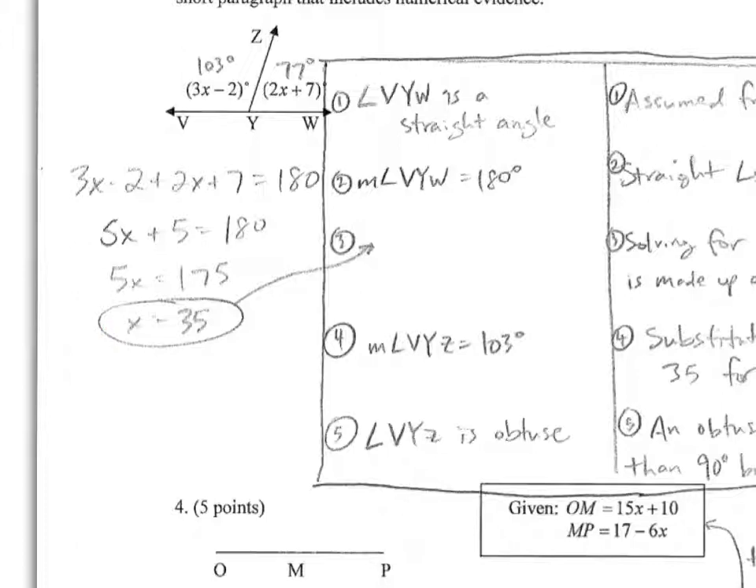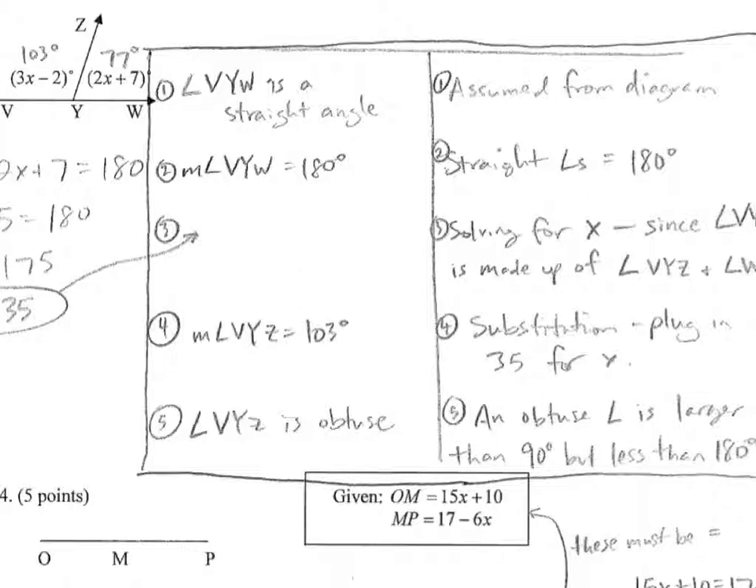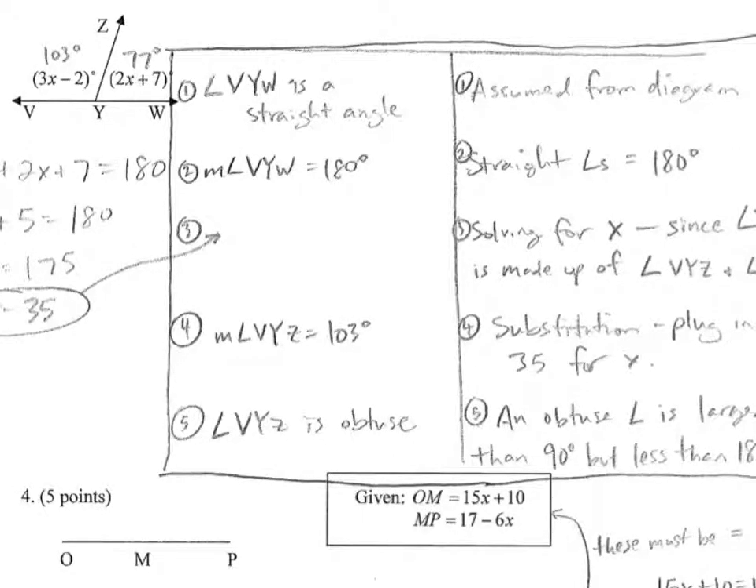X is equal to 35 in this case. Once I know that, I come back to my proof, I take that x equals 35 value, and that allows me to plug in values for x in these equations or these expressions above. So once I know that x is equal to 35, I substitute into VYZ. That gives me a measurement of 103.